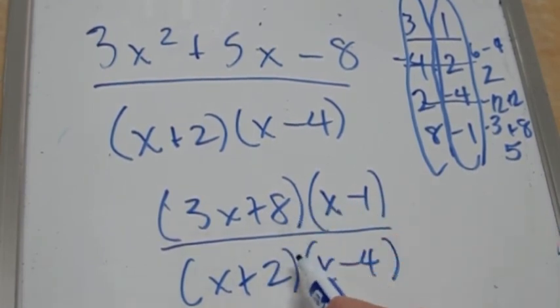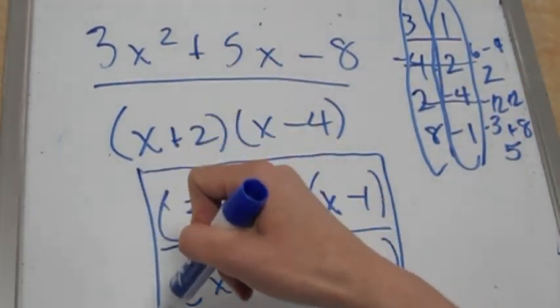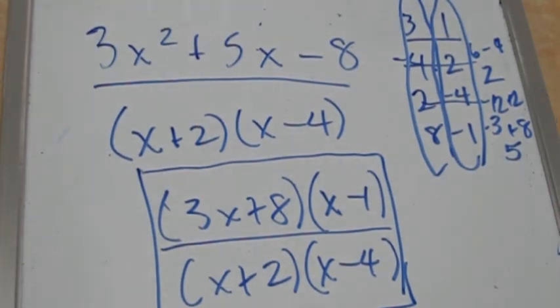Now, none of these will divide out, so that means that this is my final answer. Some books will multiply them back out, but this is how you add rational expressions.